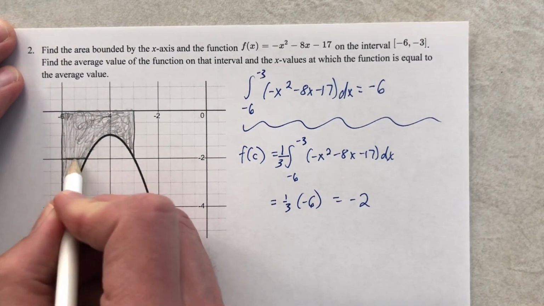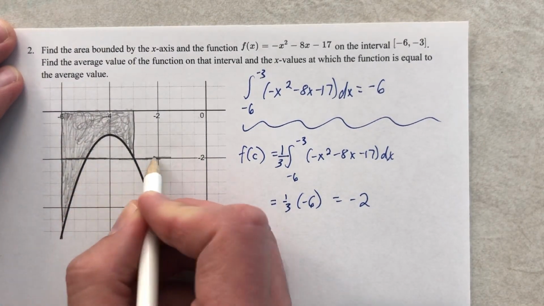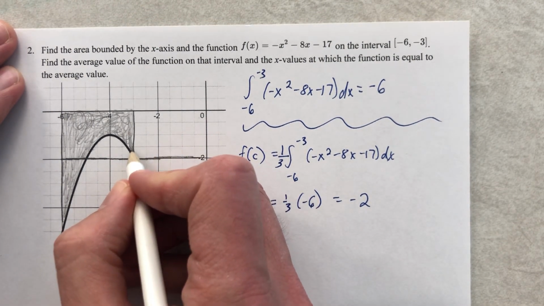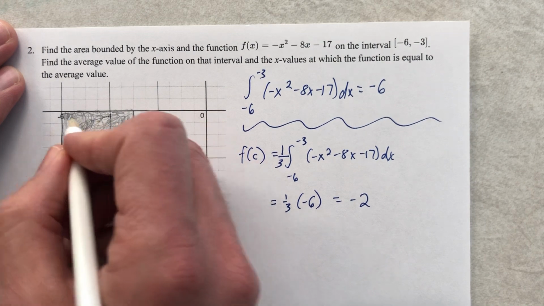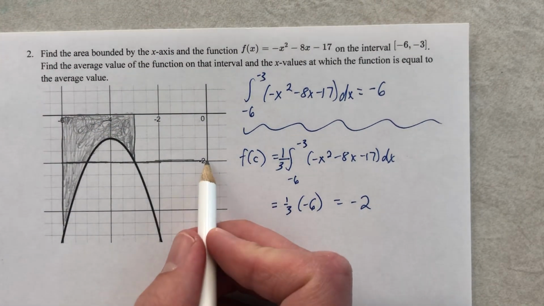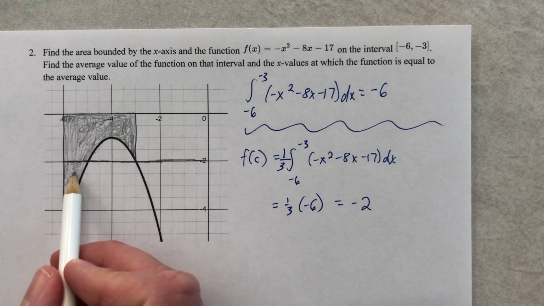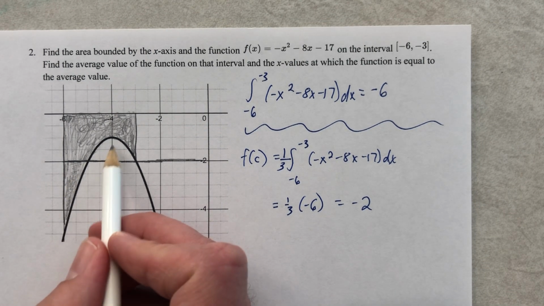I pick up the pencil and I start singing, start rapping, beatboxing, ballet dancing. It's great. Okay, at -2, we have just as much area that we overcounted as we undercounted.